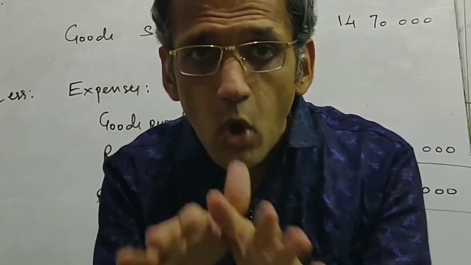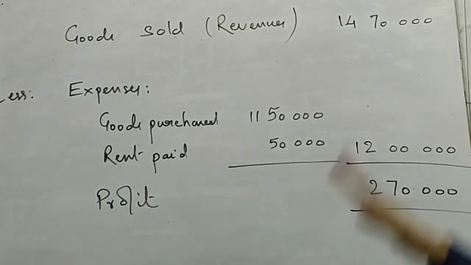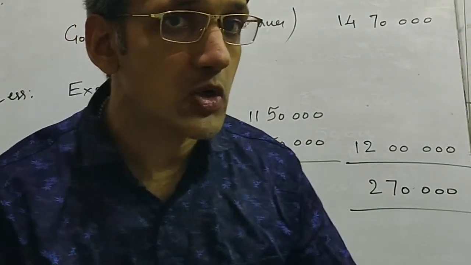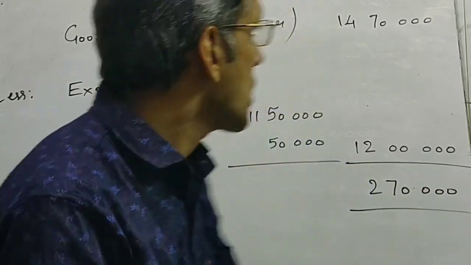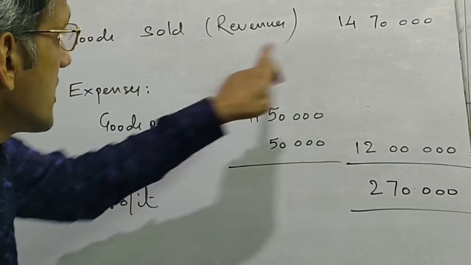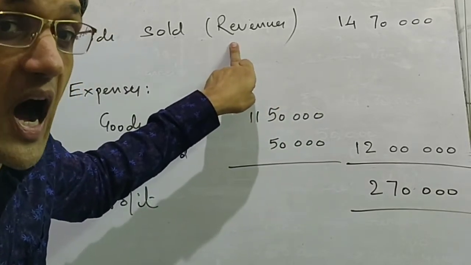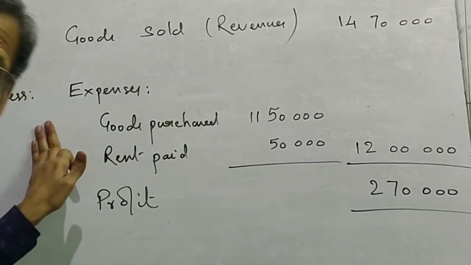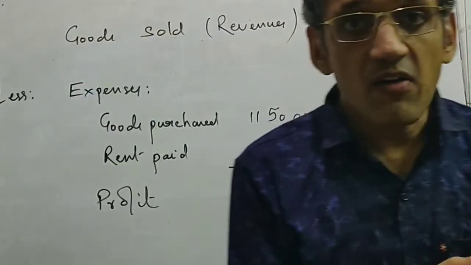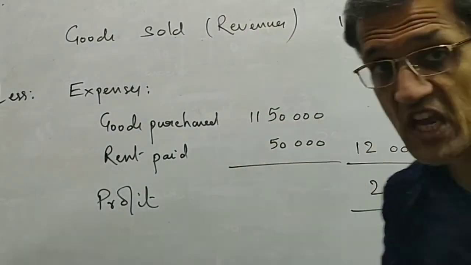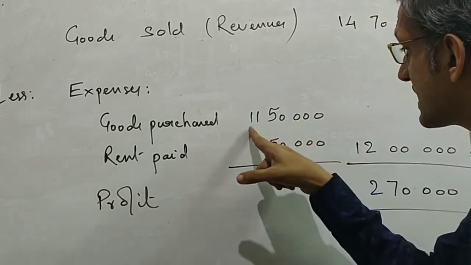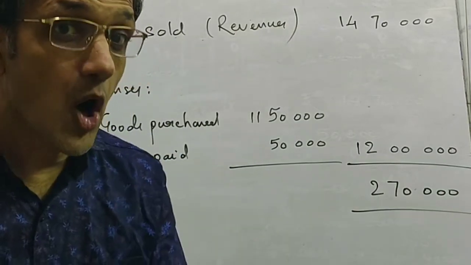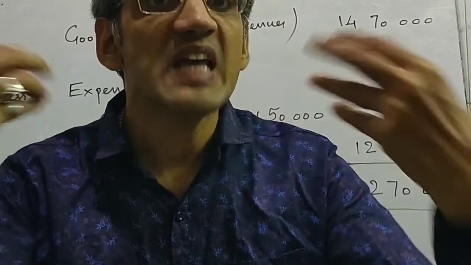In the paragraph we have gone through that sales are 14,70,000. The entire stationery items purchased by Mr. John were sold out during the year. There was nothing left. So the sales are 14,70,000. We can say as per our mnemonic are revenues. 14,70,000 is revenue. Now coming to the expenses. In the paragraph we have seen that Mr. John has purchased the stationery items for rupees 11,50,000. So 11,50,000 was the expense because goods were purchased for selling.